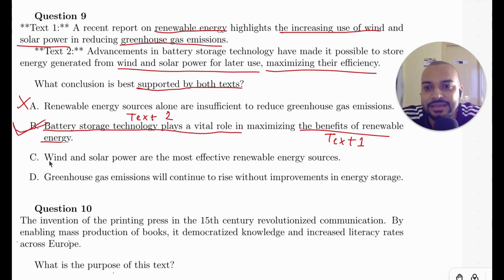Let's see option C and D just to be sure. Wind and solar power are the most effective renewable energy sources? No. Again, an extreme word. Most. Most is an extreme word, not mentioned anywhere. Unless mentioned explicitly, we won't consider this.